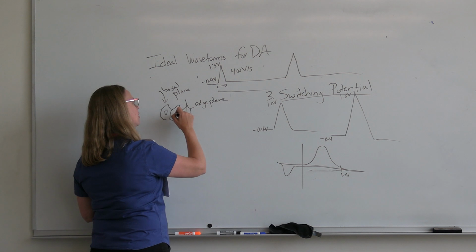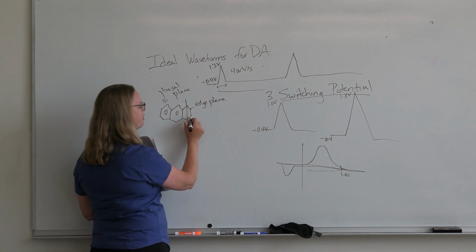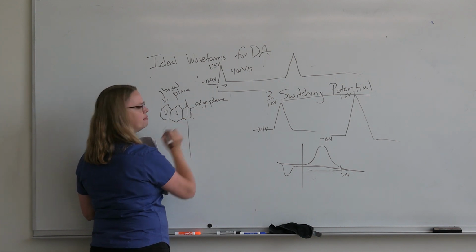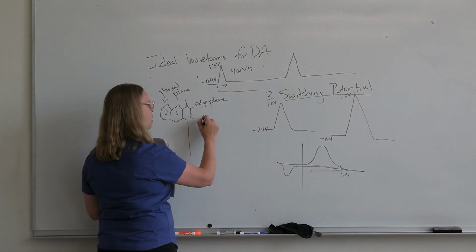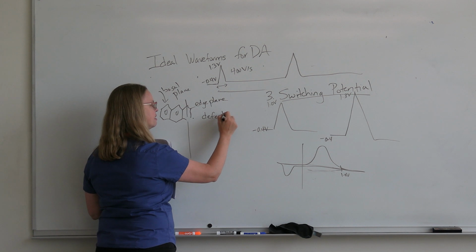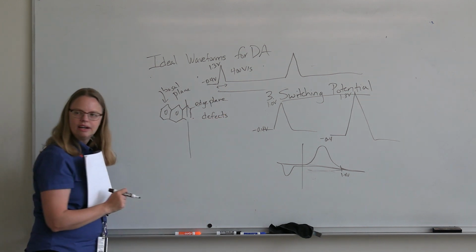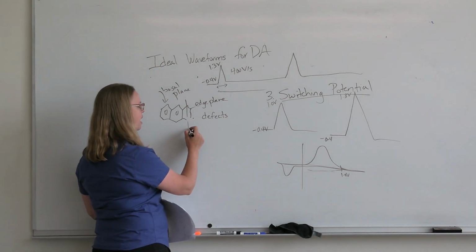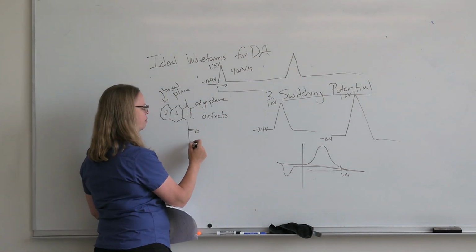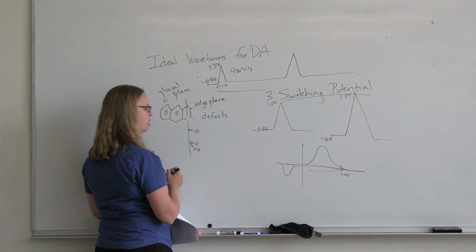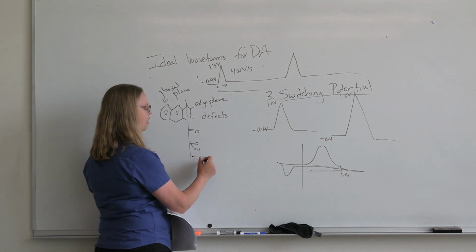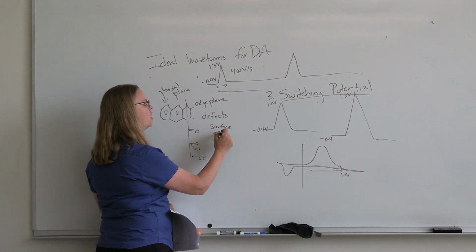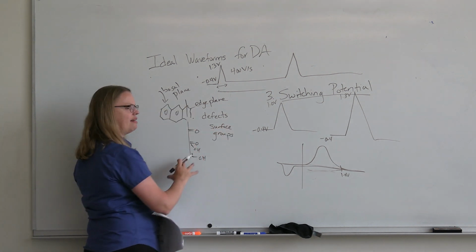On the edge, there'll often be defect sites, right? Those will be hanging, maybe a radical or something like that. So we'll get defects in the surface that are not perfect graphene. We'll also sometimes get surface groups, where we've oxidized the surface. So on this, we kind of have a surface.